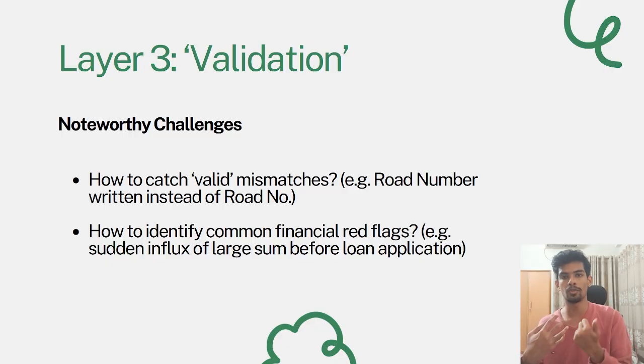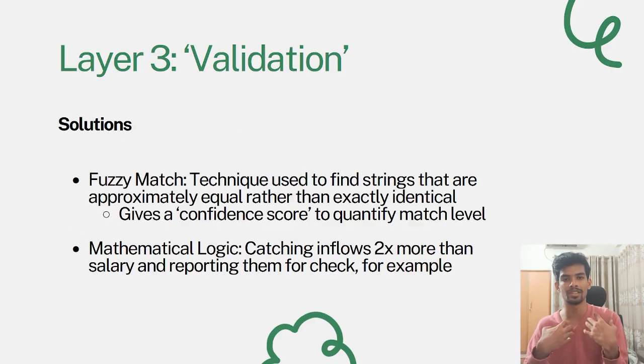So our solution was, number one, fuzzy match. All it does is return a confidence score, which is essentially a similarity score between two different strings. Could be names, could be addresses, could be account numbers as well. And secondly, implementing a lot of mathematical logic was also necessary, because if someone gets an inflow which is twice their salary, that is kind of suspicious and you need to take a look at it, right?